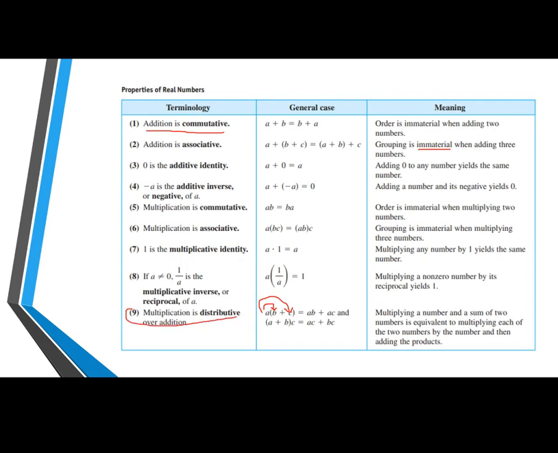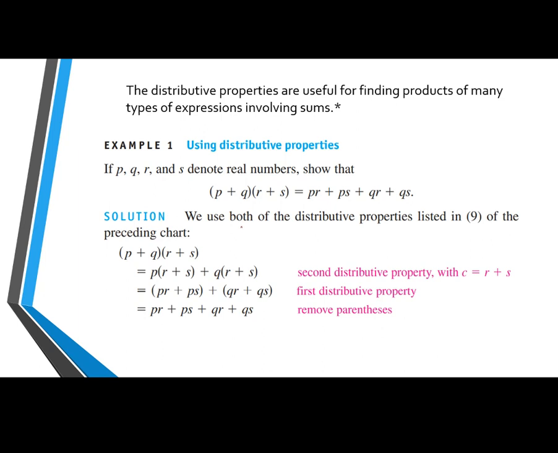Number 9, okay. Also in your handouts. So we distribute first the P, to R, then S, then next the Q, distribute it to R and S, then all the results we add. So first, we have P times (R plus S) plus Q times (R plus S).